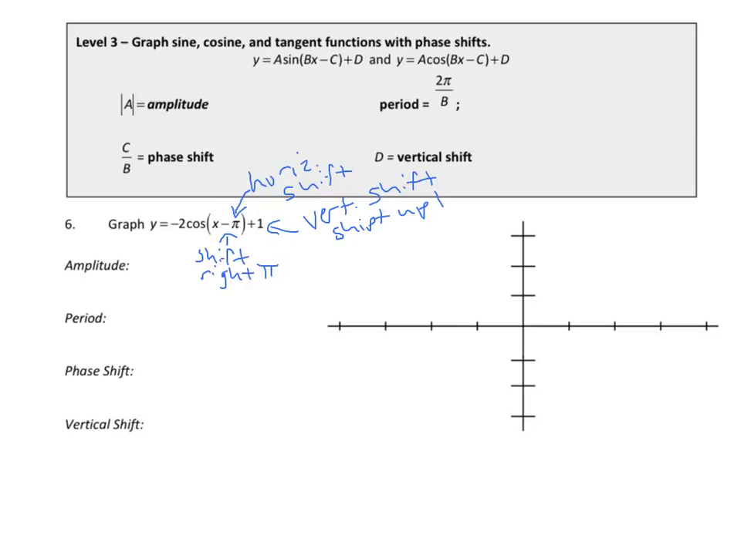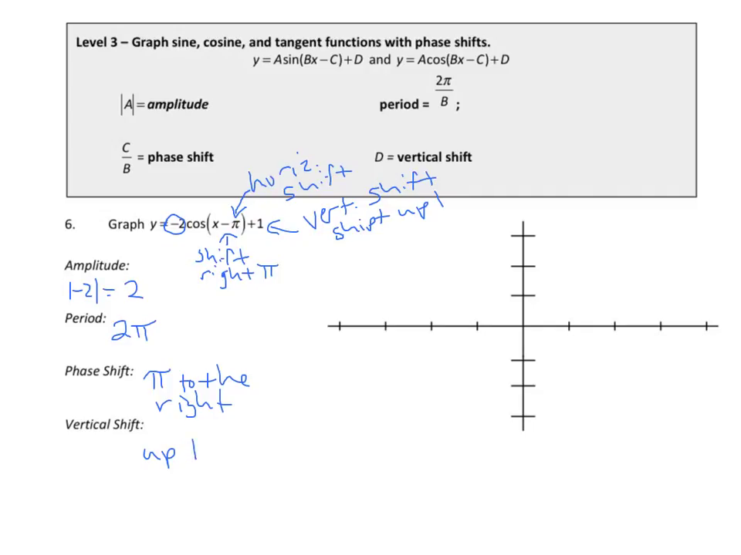Okay, so the amplitude of this graph we find the same way. We take the absolute value of the number in the very front, which we call a. So absolute value of -2 is 2. The period, since there's no coefficient in front of x, there's no period change, so the period is going to be 2 pi. The phase shift, that's the side-to-side shift, is going to be pi units to the right. And the vertical shift is going to be up 1.